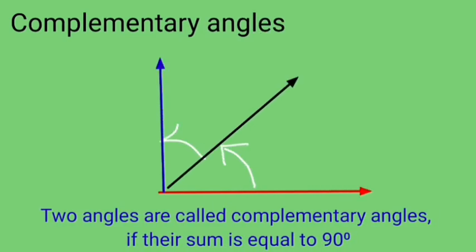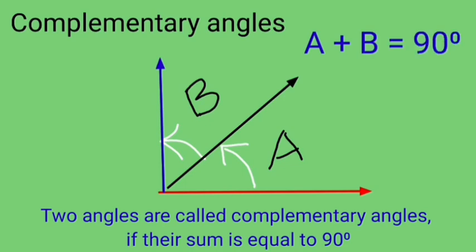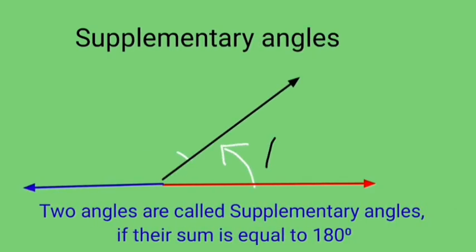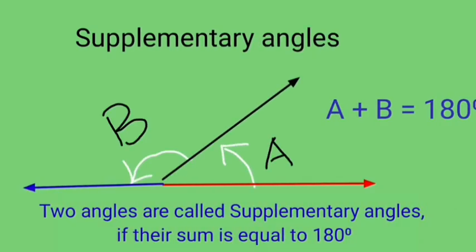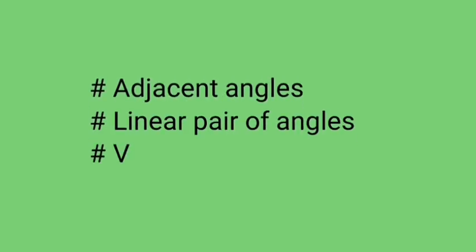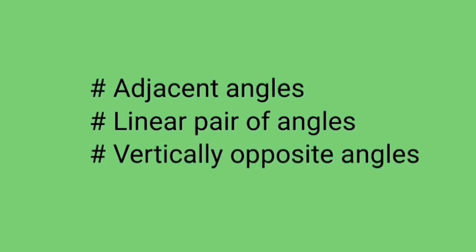Two angles are called complementary angles if their sum is 90 degrees. Two angles are called supplementary angles if their sum is 180 degrees. In this class, we are going to learn some more related angles such as adjacent angles, linear pair of angles and vertically opposite angles.